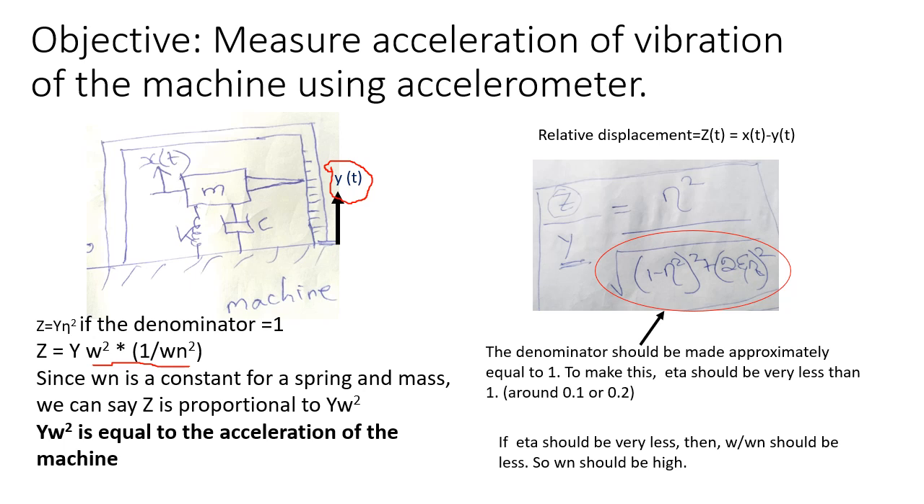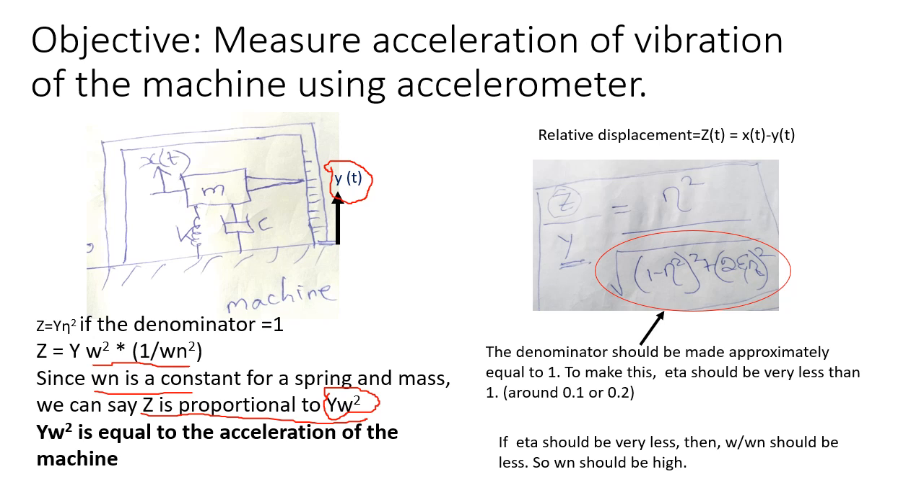Since omega n is a constant for a given spring and a mass, we can say that Z is proportional to Y omega square. So what is this Y omega square? Y omega square is nothing but the acceleration of the machine. If you put the units, Y is in meters and omega square is in radians per second square, so it is meter per second square. So it is the acceleration of the machine.